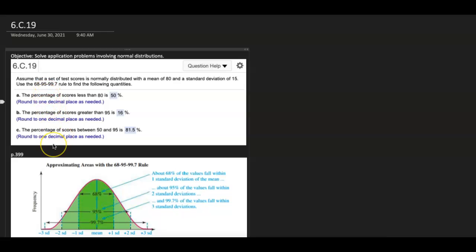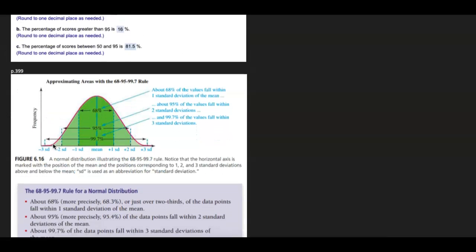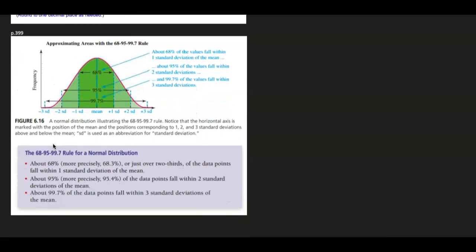Now that rule that's being referred to there is referenced on page 399 in your textbook. So you may want to turn to that to get a little bit more information. But I took these couple of screenshots here just so that we can quickly look at what that rule says. In general, what it says is based from the mean, one standard deviation out from the mean, both below and above, 68% of the values fall in that region. So in that darker green region, 68% of the values fall here.